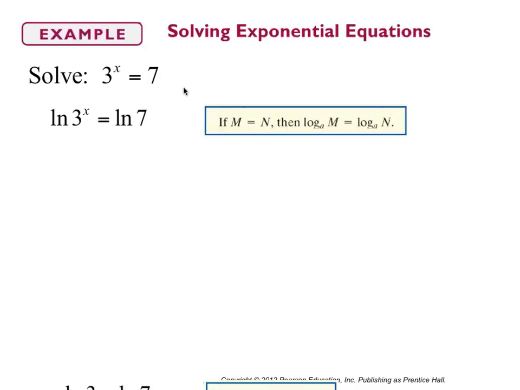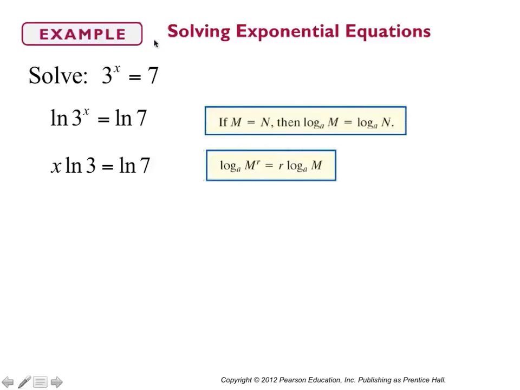So I'm going to take natural log of both sides. So we have ln of 3 to the x equals ln of 7. Ln is just like any other function. You can take square root, you can square things, as long as you do it to both sides. The same is true with log and natural log.